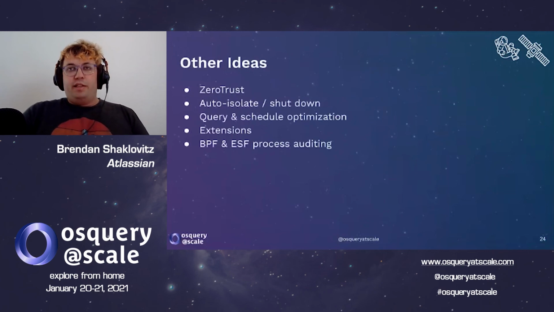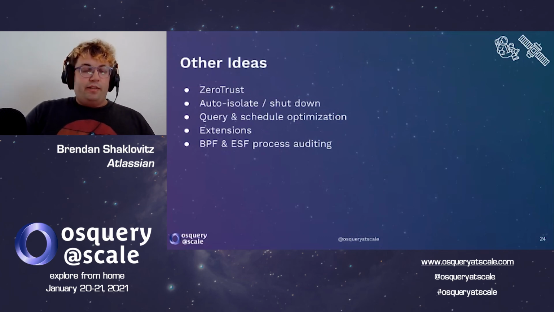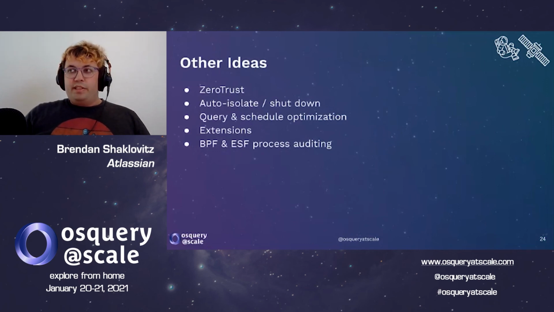Some other future looking ideas: integrating this with our zero trust system so that we could limit access to certain systems to employee machines that have Osquery installed and running. Being able to auto isolate and shut down server systems that are not running Osquery. Doing further query and schedule optimization to further reduce the impact that the queries have on running systems. Another area is adding extensions for network monitoring and DNS entries in particular. We don't know exactly what we want to do here, but we know that this is pretty interesting for us.